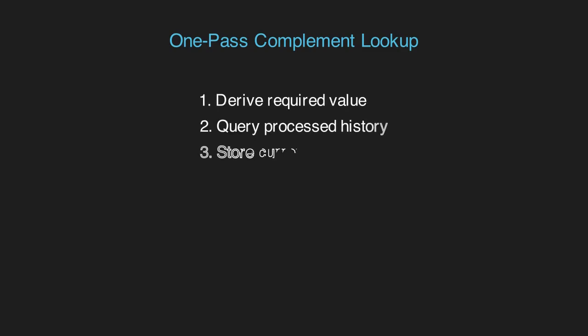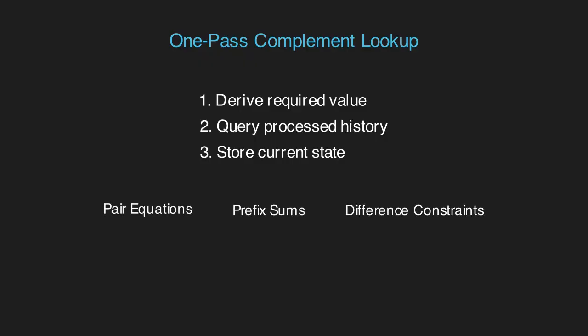The transferable pattern is complement lookup with a one-pass hash table. When a pair must satisfy an equation, isolate the missing partner algebraically, store enough information about previously processed elements, and query before inserting when self-reuse is forbidden. 2sum is the smallest clean example of replacing repeated search with indexed memory, but the same reasoning appears in difference constraints, prefix sum problems, and pair counting.